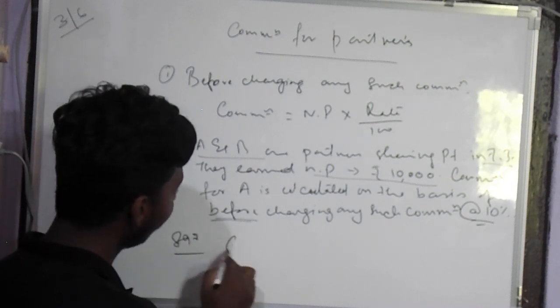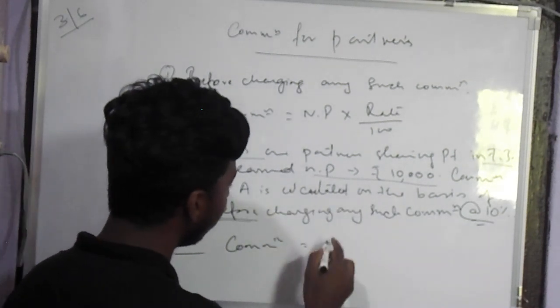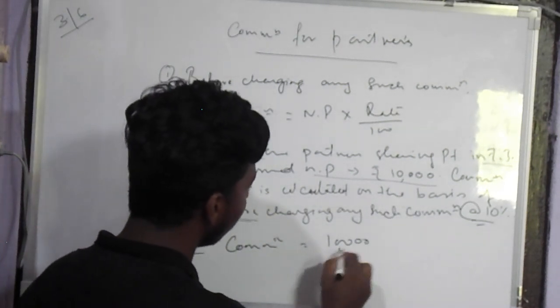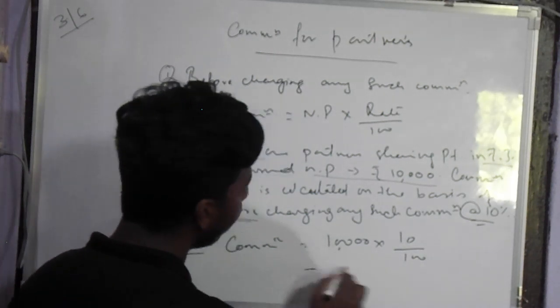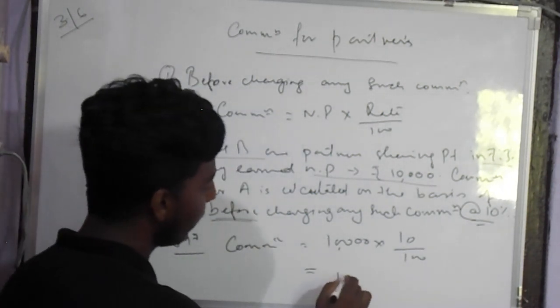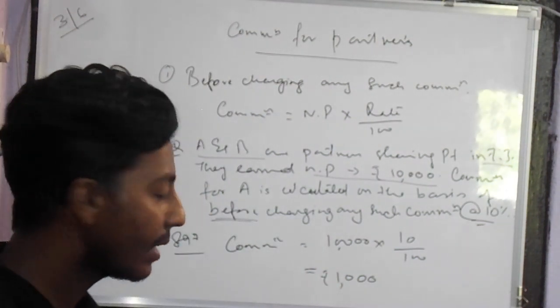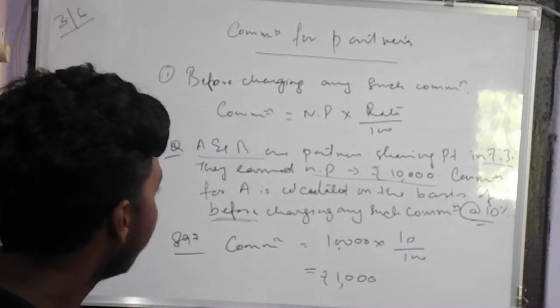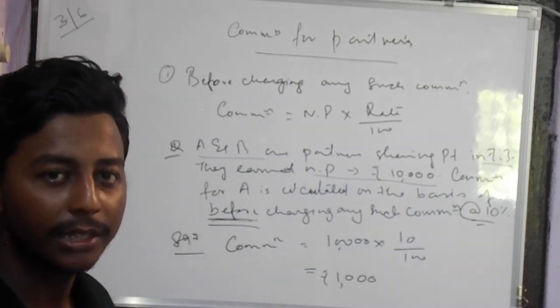The commission will be calculated as net profit. What is the net profit? The net profit is 10,000 into rate. What is the rate? 10 by 100, right? So it will be, I think, 1,000. Okay, so this is how we calculate commission if it is mentioned as before charging any such commission.